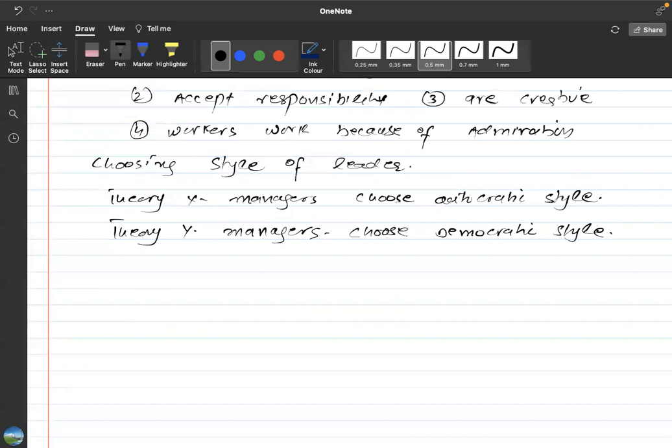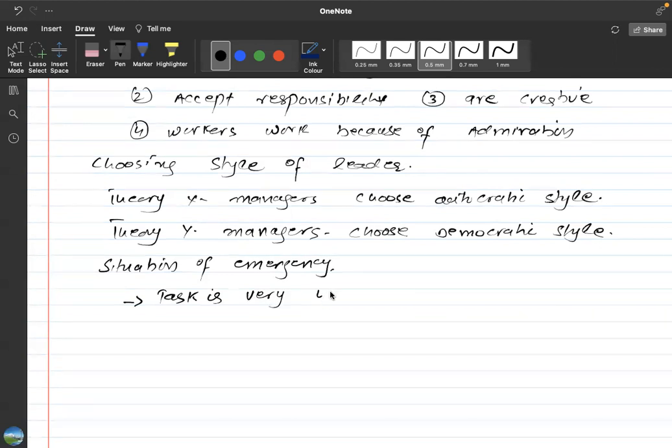Another basis on which the style of leadership is chosen is the situation of emergency. If the task is very urgent, the autocratic style is used. And if it can be delayed and discussions can be made, then the democratic style of leadership can be chosen.